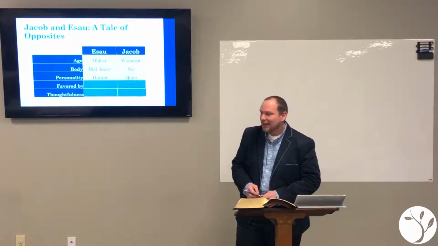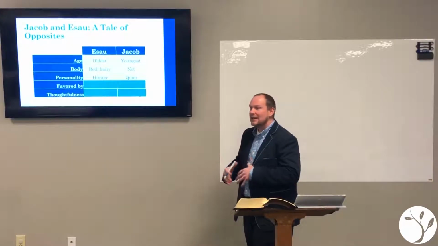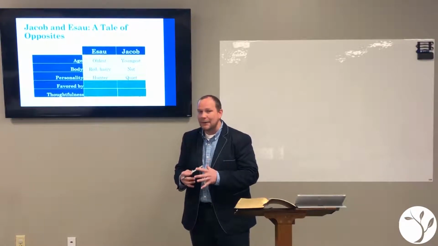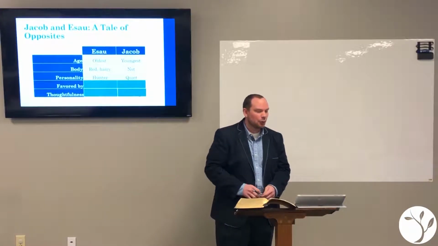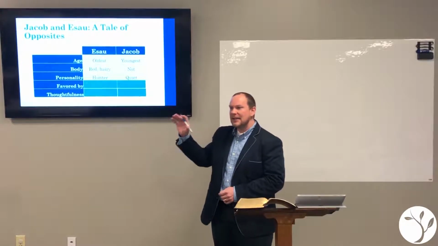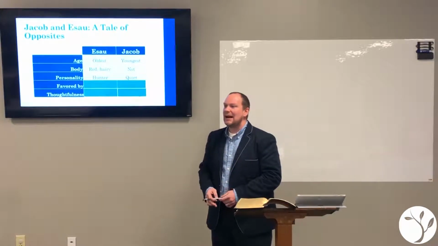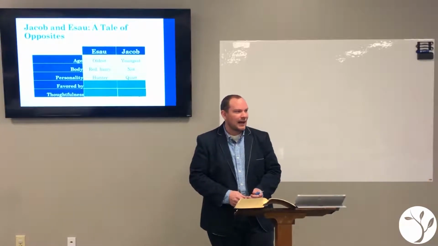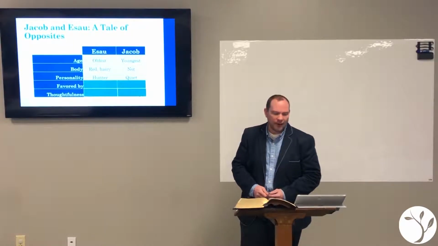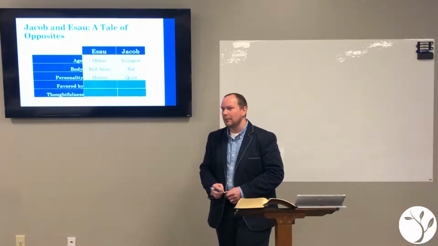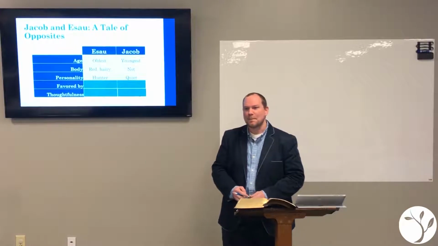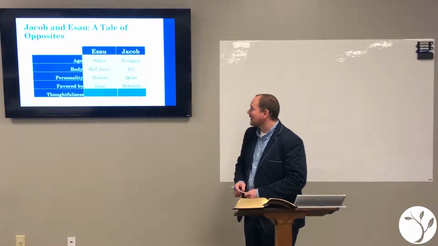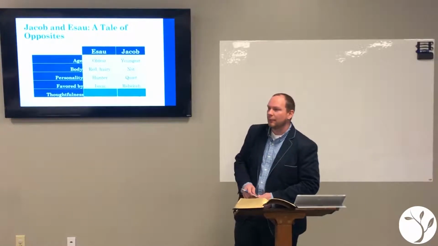All right, so in terms of personality, they were very different. Esau was the outdoorsman. Jacob stayed inside. He was the quiet person. He wasn't this big outdoorsy kind of guy. And these characteristics of their personality then led into favoritism by their parents. And so which one was favored by Isaac and which one by Rebekah? All right, Esau was favored by Isaac and Jacob was favored by Rebekah.